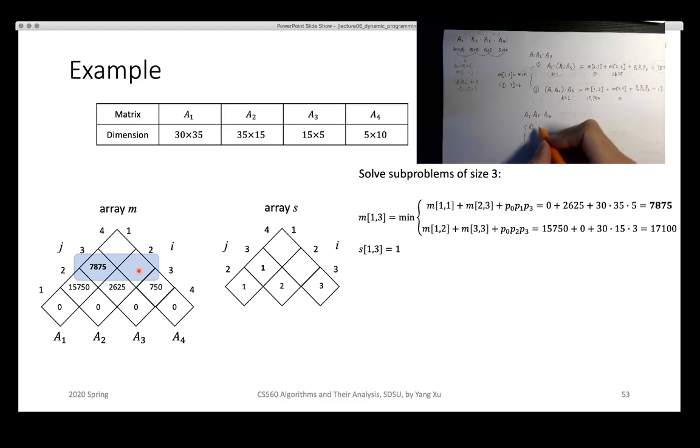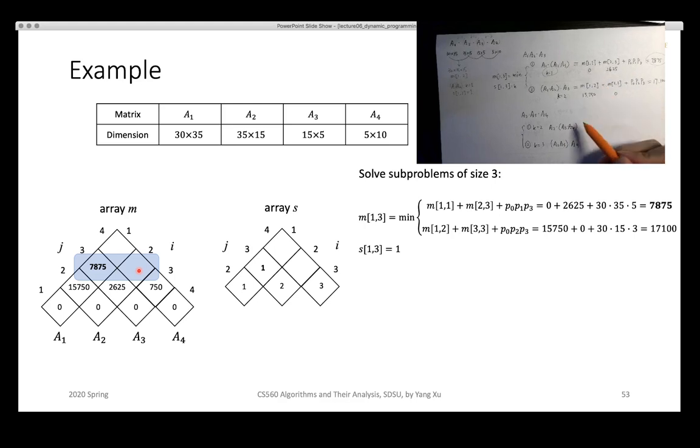The first one is K equals 2, which results in A2 times A3 times A4. Okay, and the second is K equals 3, which means we first times A2 and A3 and then times the result with A4.